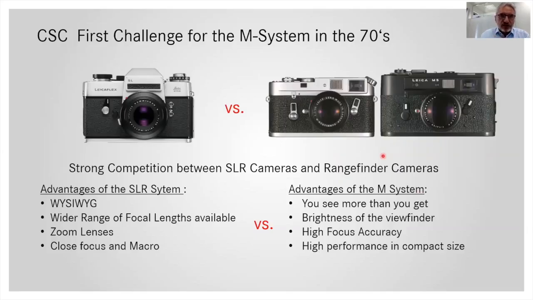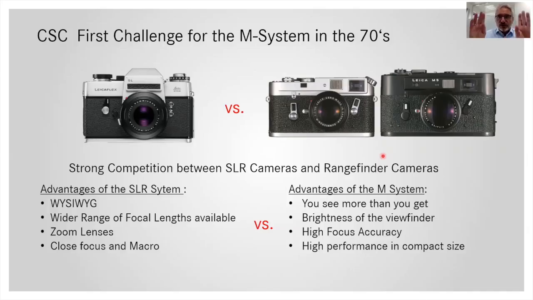And the M camera had the first challenge in the 70s, or we can say the first crisis with the M camera was the introduction of the SLR cameras. The advantage of the SLR cameras: what you see is what you get. A wider range of focal lengths was available, zoom lenses were possible, and close focus and macro were possible. But Leica knew there are certain advantages of the system. You see more than you get.